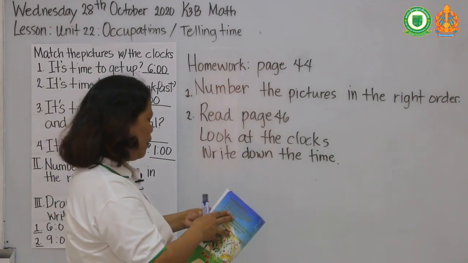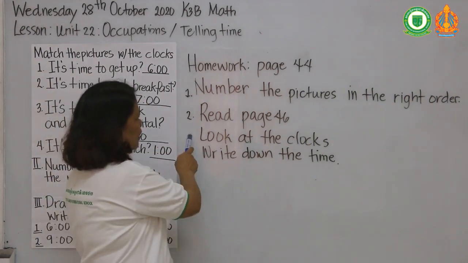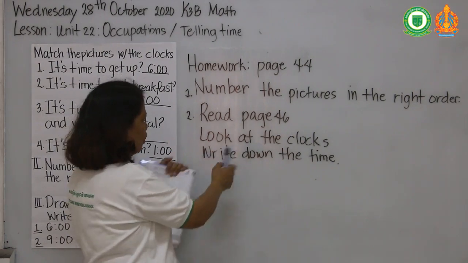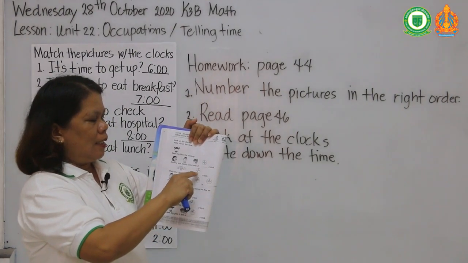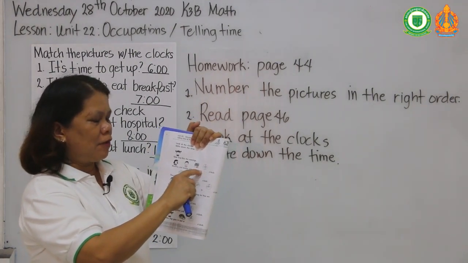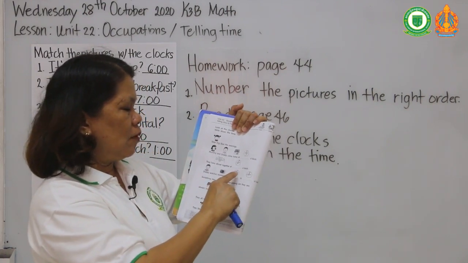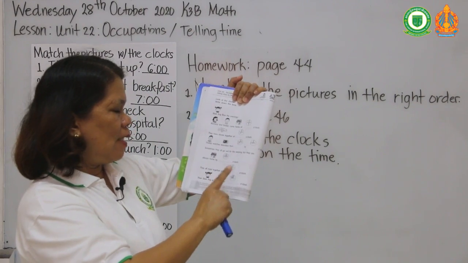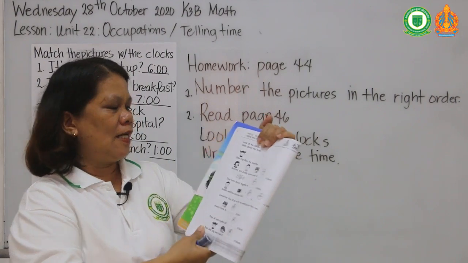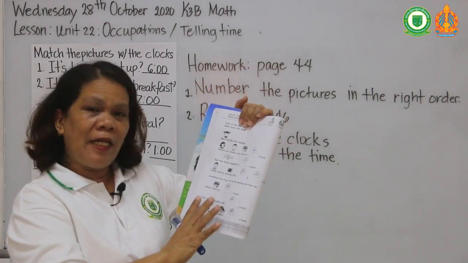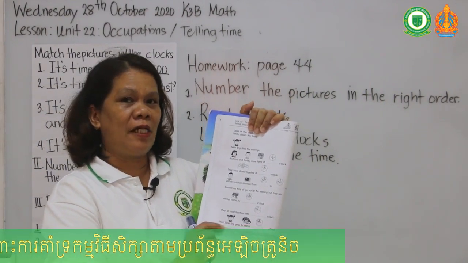And number 2, you're going to read page 46. Read page 46 and look at the clocks. You're going to write the time. Look at the clock. For example, here is 6 o'clock. You're going to write 6 o'clock, 7 o'clock, 8 o'clock, 9 o'clock, 10 o'clock. But you need to read also the paragraph here. So we will be helping each other to read this tomorrow.